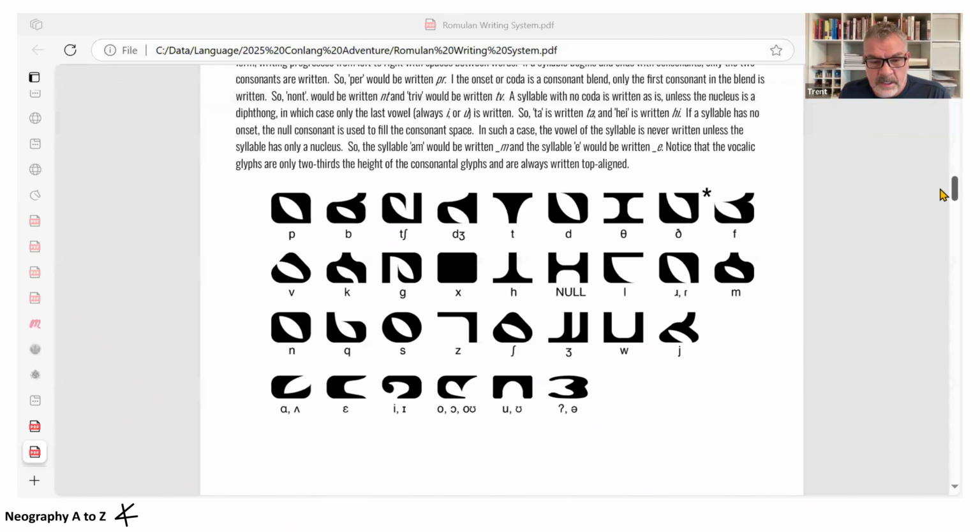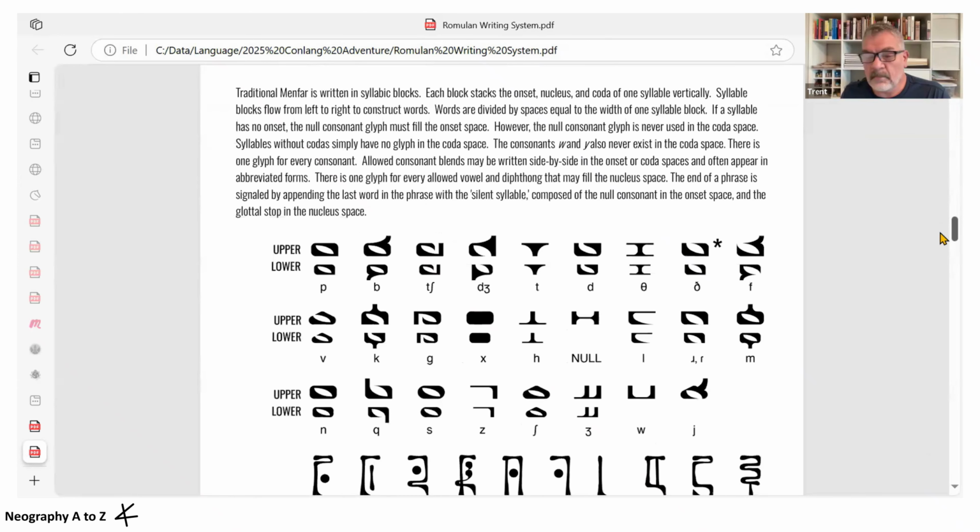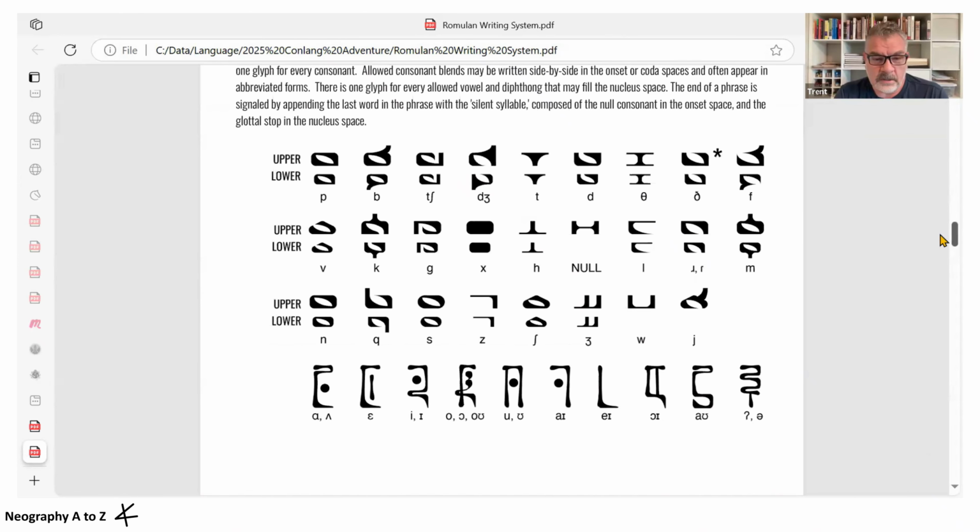Okay, if we go down to the next section. So this is traditional Menfar, and this is where more of the aesthetic of my own conlanging comes into play. So with this set of glyphs, full syllables are represented, and each syllable is written in a vertical block that has the onset at the top, nucleus at the middle, coda at the bottom. So you have a larger upper and a smaller lower form.